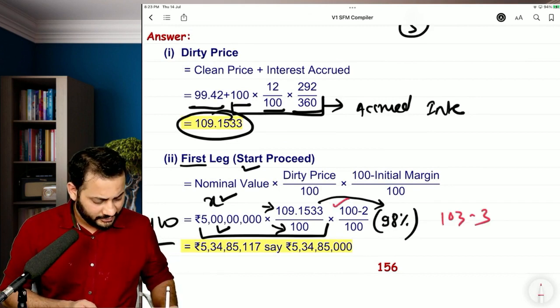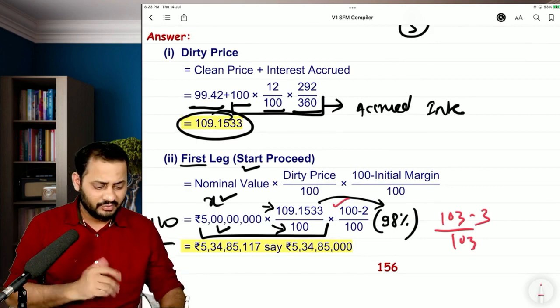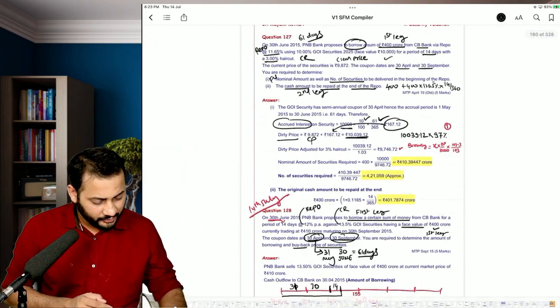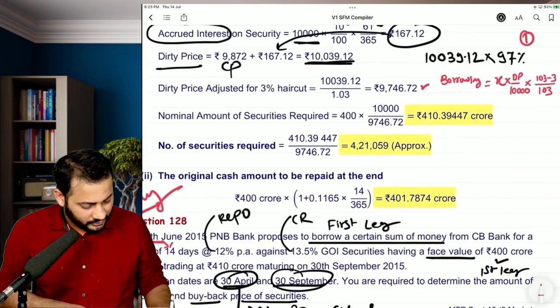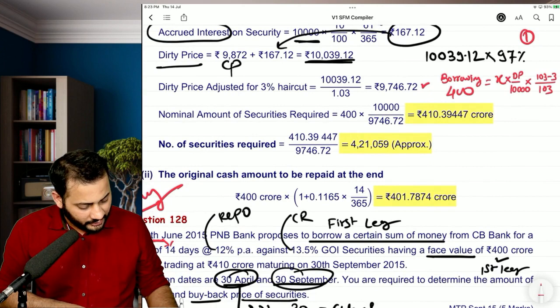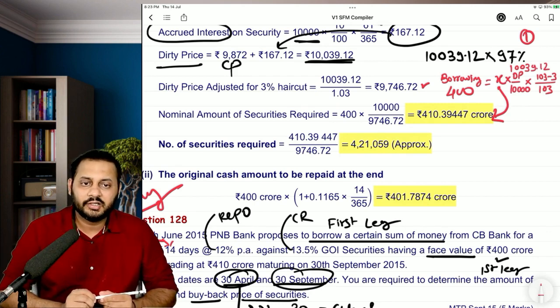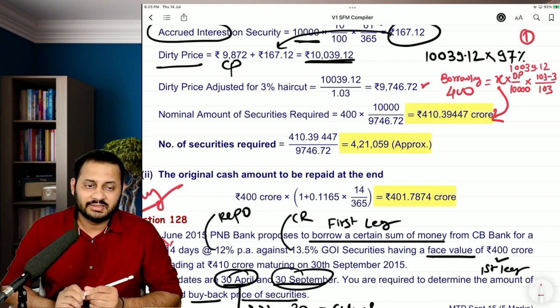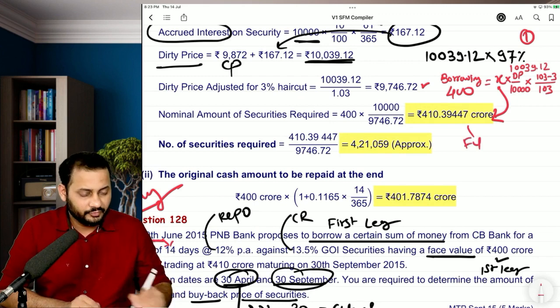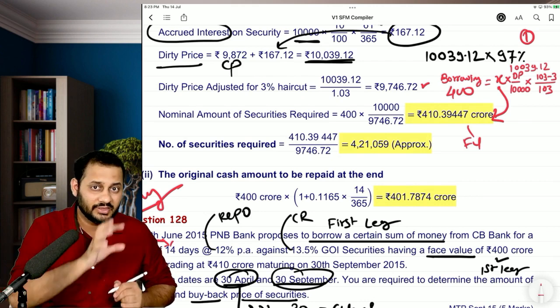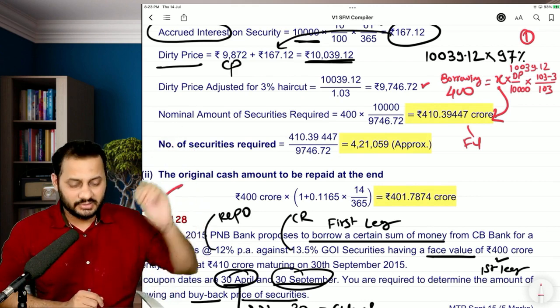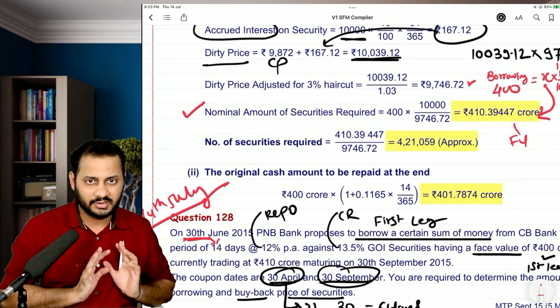Why 103 minus 3 divided by 103? But we can't help it. This is the first ambiguity. So they have done it like this. If you solve this, if you put 400 crore here, and if you put 10,039.12 here, you will get the X, which will be this much: 410.39447 crore. This is supposed to be the total face value, right? This is supposed to be that 5 crore rupees. Now this is reached. One first answer has been arrived at.